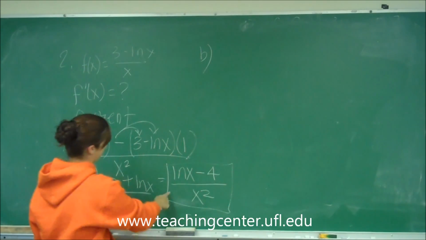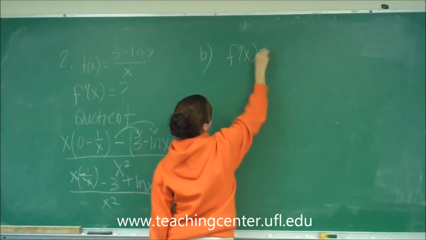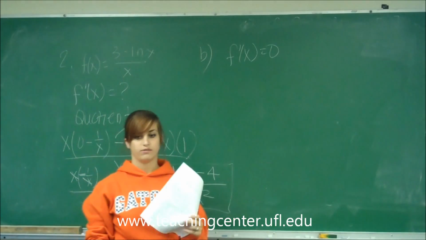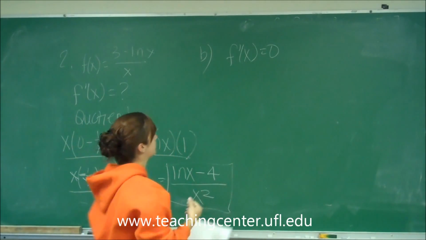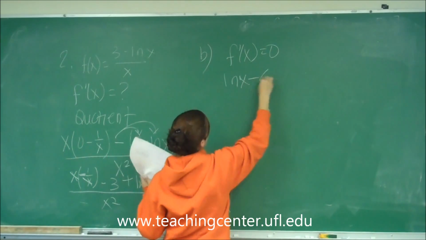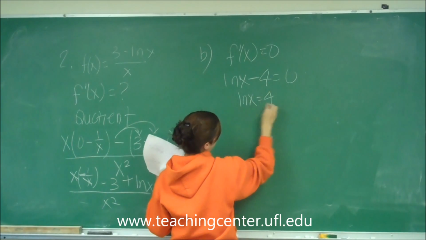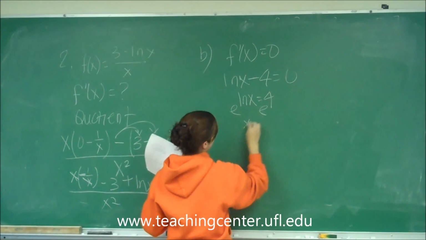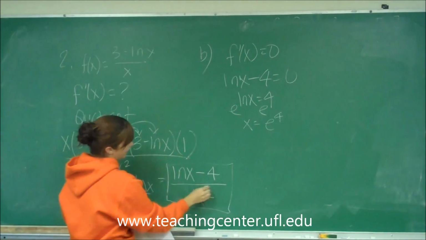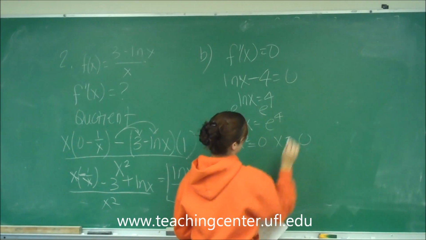Okay, so we're going to set the derivative equal to 0. So I do f prime of x, and we're going to set the bottom and top equal to 0 because we want to see also where it is undefined. So I say ln x minus 4 equals 0, so ln x equals 4. Take the e, x equals e to the 4. And then looking at my bottom, I have equals 0, so x is 0.